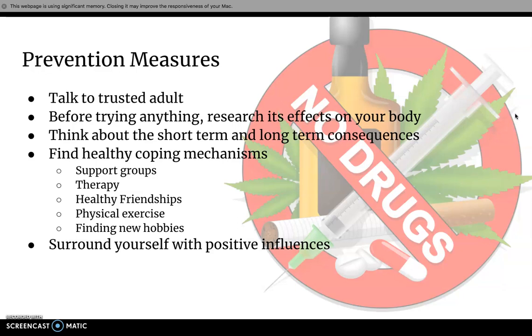Find healthy coping mechanisms. There's support groups, there's therapy, also healthy friendships and surrounding yourselves with positive influences. Physical exercise is another good one, and finding new hobbies. You can try meditation, you can try other ways to deal with stress, maybe going on walks, just finding other things that you can rely on to help you deal with all of the new stressors that you're introduced to in the teenage years.